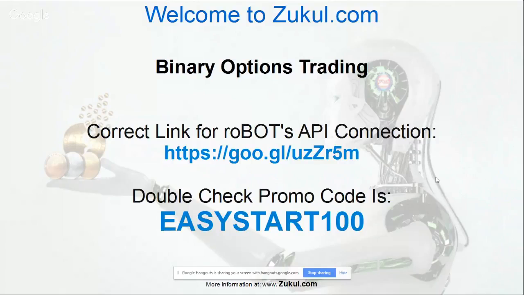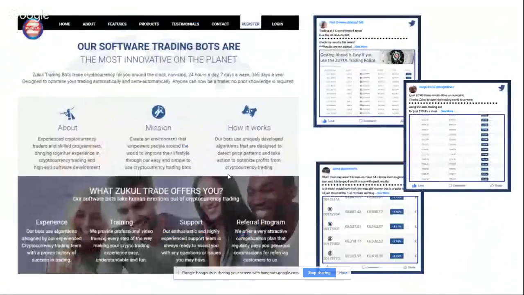Okay, so for those of you looking at Zoocool for the first time, who are we? You can find more information at Zoocool.com. This is just a bit of our website. Basically, we're creating trading bots, helping people trade financially using crypto trading bots. We've got crypto to crypto, crypto to fiat or fiat to crypto, and even crypto to gold. We've got those bots all up and running at the moment.